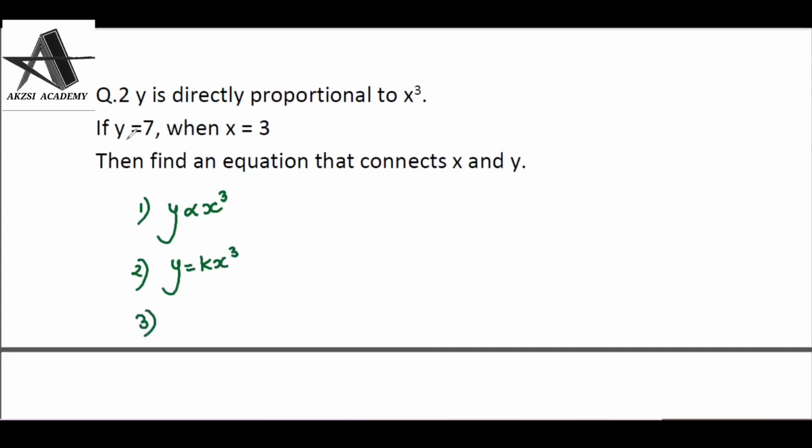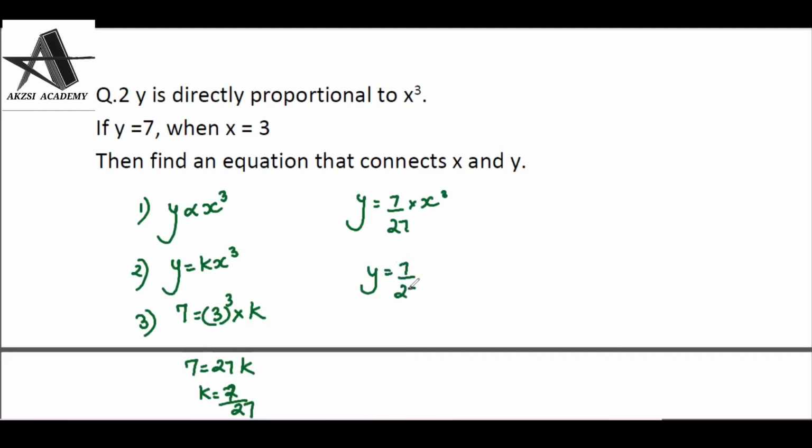Third is put the value of y and x to calculate the value of k. So let me put the value of y as 7 and x is 3, whole cubed times k, which is 7 equals 27k. And from here, k is 7 by 27. Now we need to put this value there. So we'll ultimately calculate y as 7 by 27 times x cubed, or you can write it as y equals 7 by 27 x cubed.